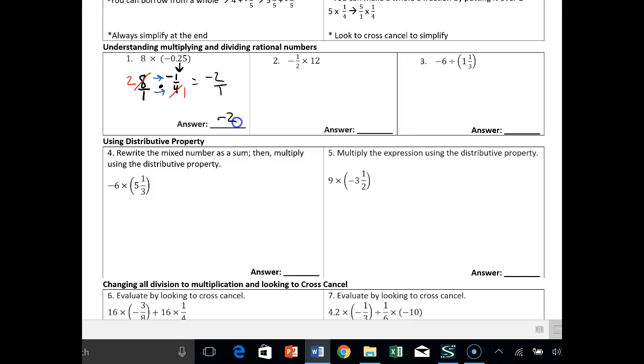My answer is -2. Sometimes it helps just to ignore the negative sign until the very end. So for instance, in number 2, let's just say, hey, I have different signs, negative. So I'll just put a negative sign right there in my answer and then completely ignore the negative sign. So 1 over 2 times 12 over 1. Look to cross cancel. 2 divided by 2 is 1. 12 divided by 2 is 6. And then multiply straight across. And when I do that, I get 6 over 1, or 6, right? But I know my answer is -6 because I remembered to put it in the very answer.